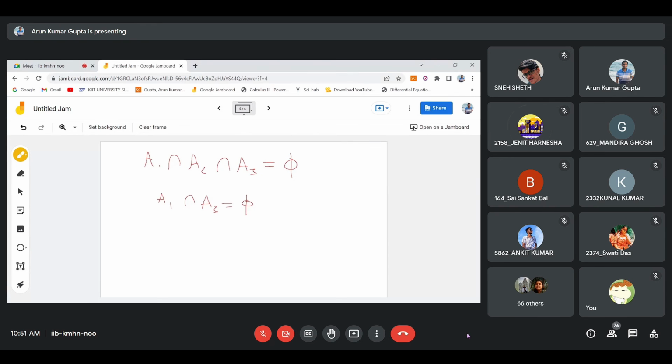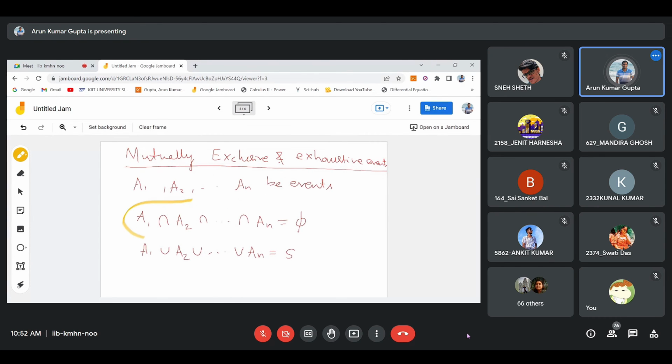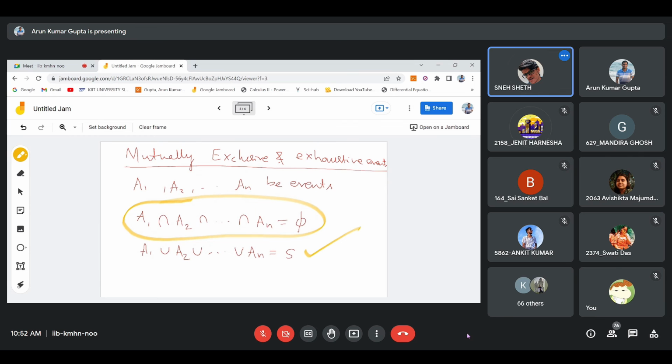Then how have you agreed to this point? How have you all agreed that yes, the common intersection will be empty and the union is the sample space? I don't have any issue with this one, absolutely fine. But what about this one? Are you getting the difference or not yet? Yes, sir.